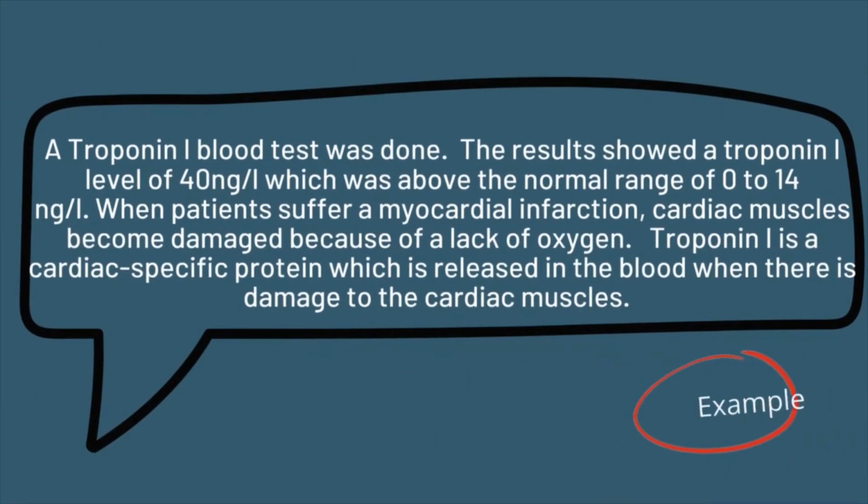A troponin I blood test was done. The results show a troponin I level of 40 nanograms per liter, which is above the normal range of 0 to 14 nanograms per liter. When patients suffer myocardial infarction, cardiac muscles become damaged because of a lack of oxygen. Troponin I is a cardiac-specific protein which is released into the blood when there is damage to the cardiac muscle.